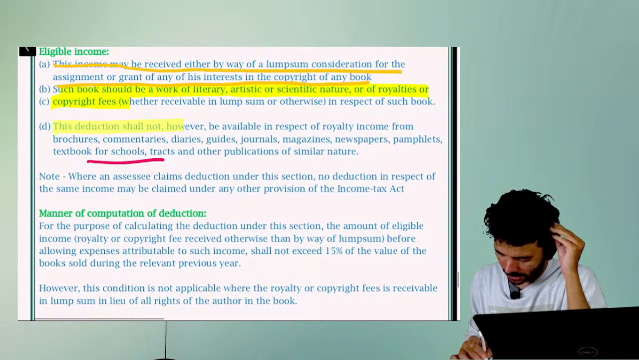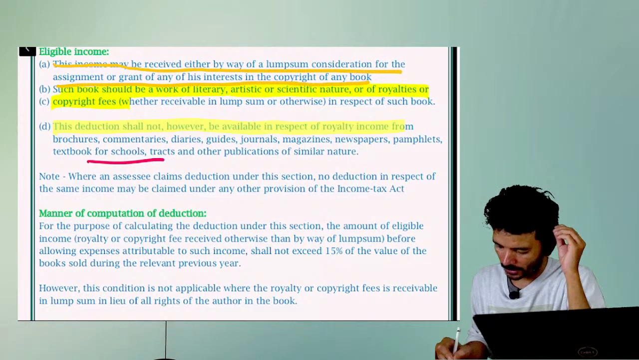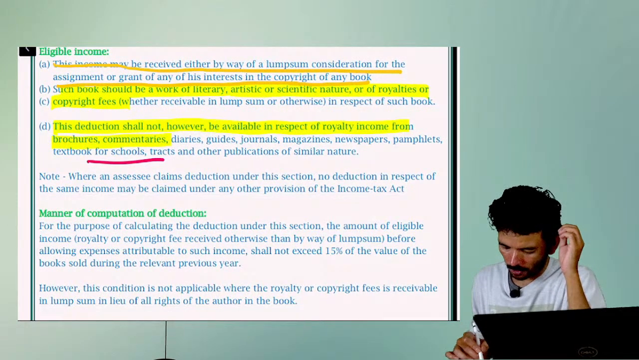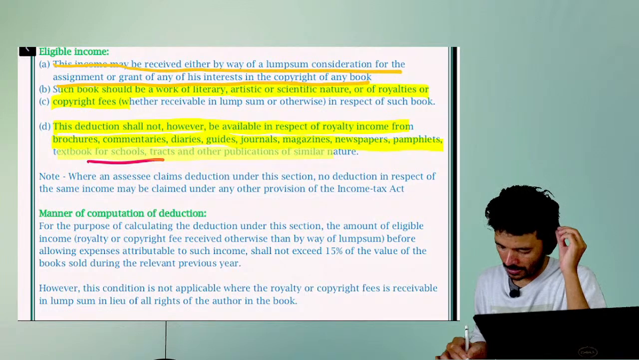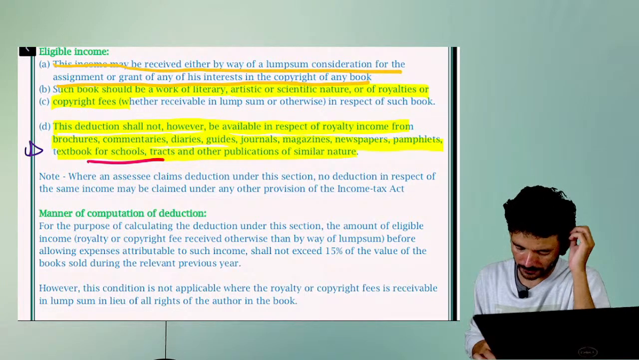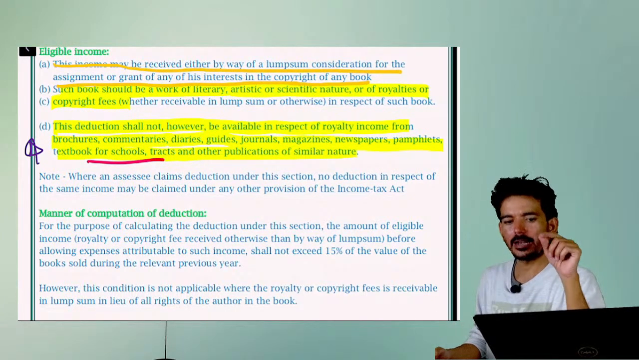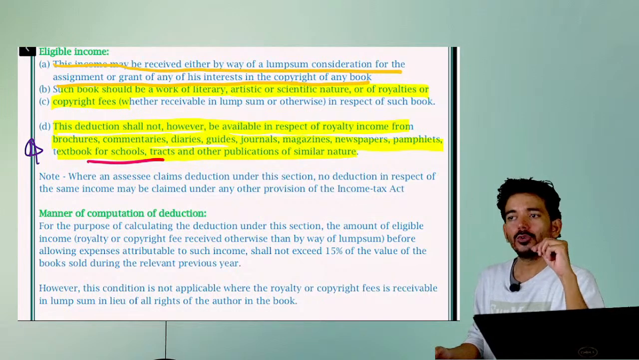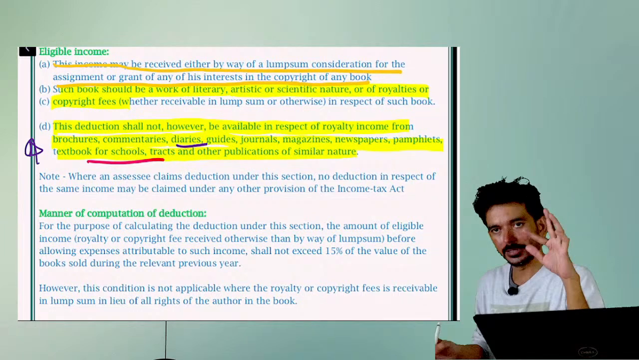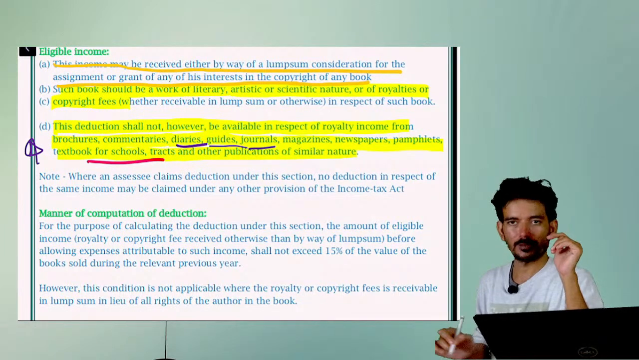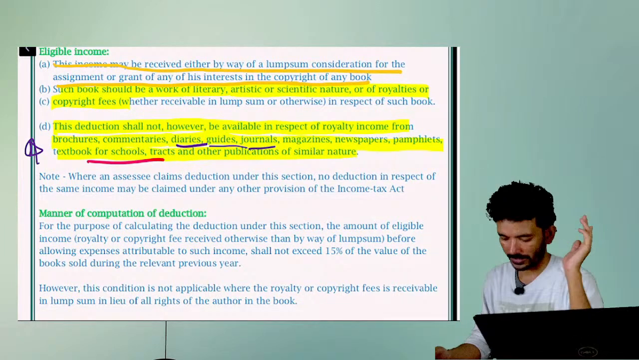This deduction shall not, however, be available in respect of royalty income from brochures, commentaries, diaries, guides, journals, magazines, newspapers, pamphlets, textbooks for schools, tracts, or other publications. So this is, I would say, important for examination, because deliberately they ask a question. Would your answer be different if the author is dealing with something like diaries, guides, or journals? They are not applicable for them.